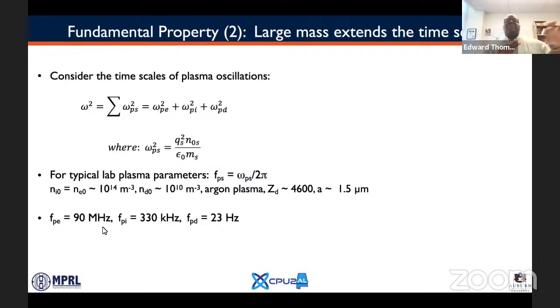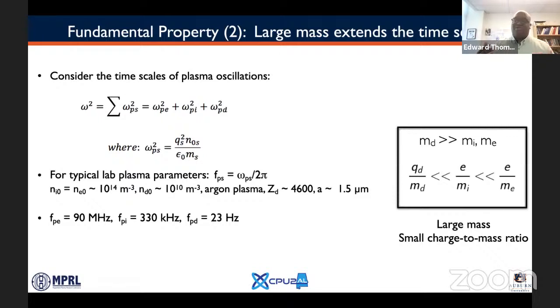It means that there is a separation between the electron behavior, the ion behavior, and the dust behavior. And the dust is really, really slow compared to the electrons or ions. From a physics point of view, the way we would describe that is to calculate something called the charge to mass ratio. What it means is that the charge to mass ratio for the dust is really, really tiny compared to the ions, and that number is small compared to that of the electrons. That's the fundamental physics: large mass means small charge to mass ratio. And it changes the dynamics of the system.